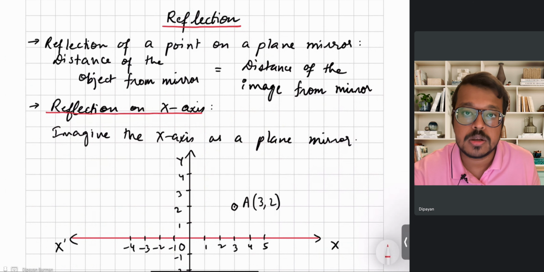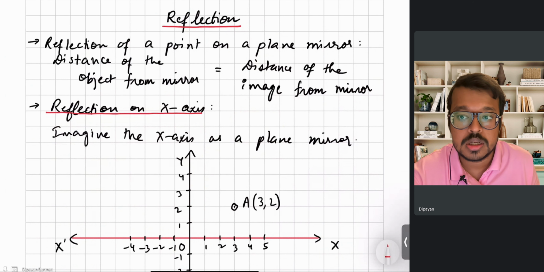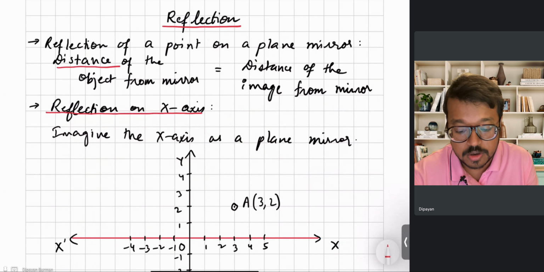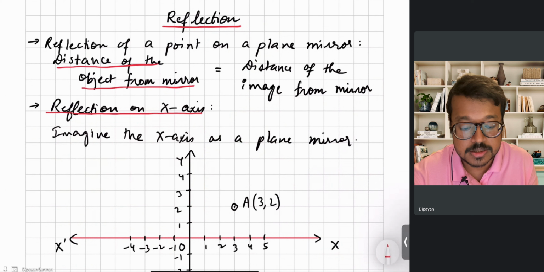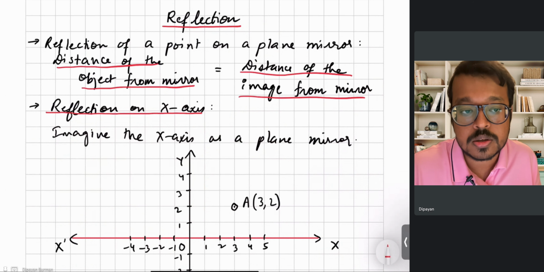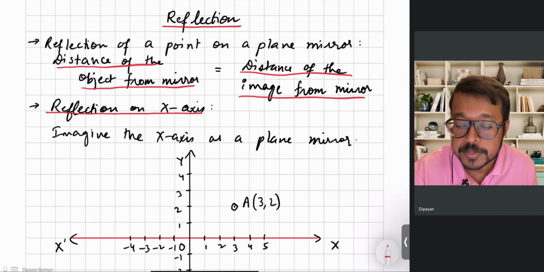Let's recap the concepts of reflection. So we will be focusing on reflection of a point on a plane mirror. And if you remember, whenever we have a reflection on a plane mirror, the distance of the object from the mirror is always the same as the distance of the image from the mirror. So we will be using this concept in this topic.